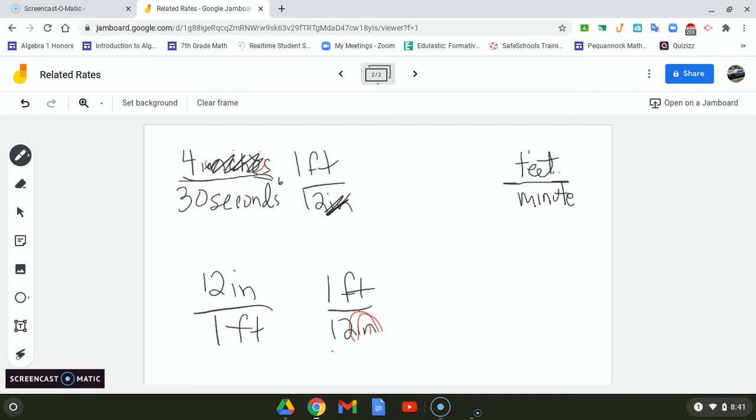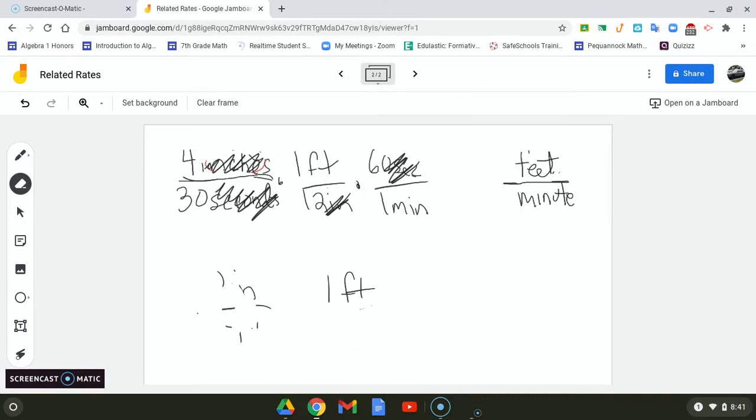Now we still have to get rid of the seconds and make them minutes. So if you look at this, you could see that the minute has to be on the bottom. And we should all know there's 60 seconds in a minute. So this is going to be 60 seconds over 1 minute. And now our seconds up here are going to cancel with our seconds down here. So basically we're done with our conversions. All we have to do now is the arithmetic.